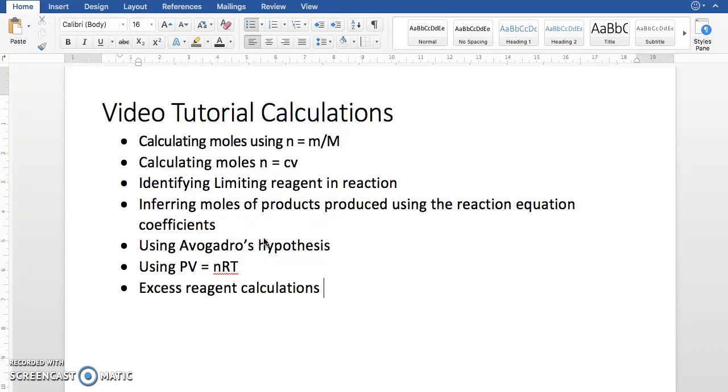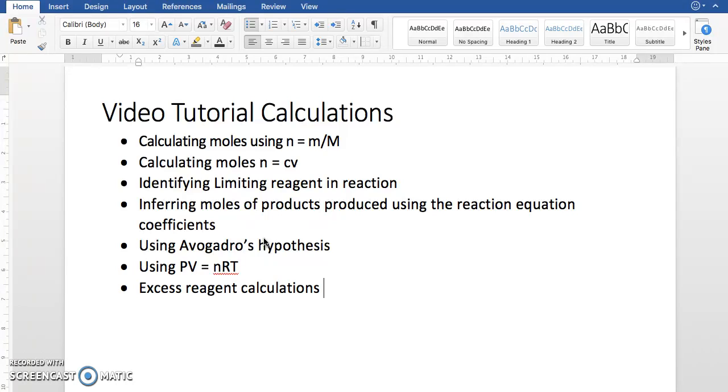The video tutorial for Year 11 Chemistry Calculations, and in this tutorial we will go over essentially an extended response, and through answering the calculations in this question you will cover calculating moles using n equals m over M, calculating moles using the concentration formula, identifying limiting reagents in a reaction, inferring the moles of products produced using the reaction equation coefficients.